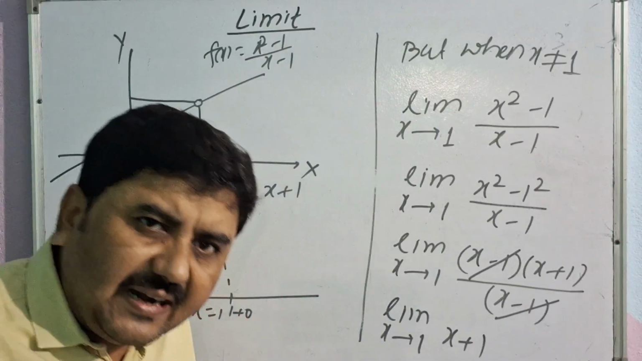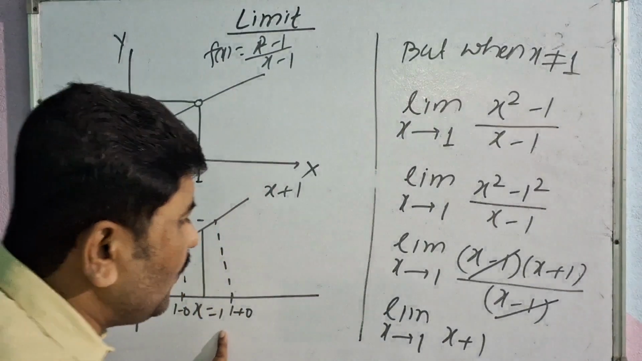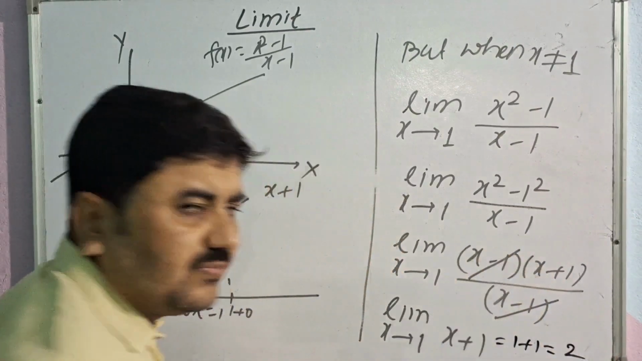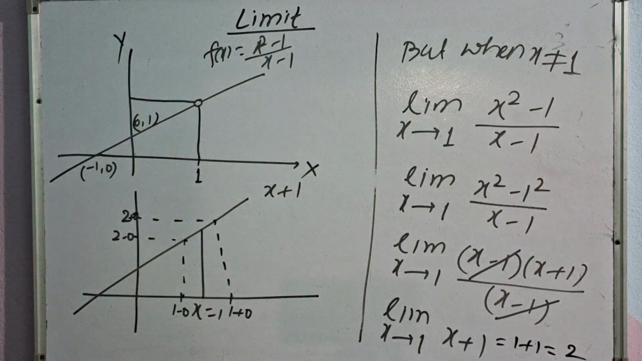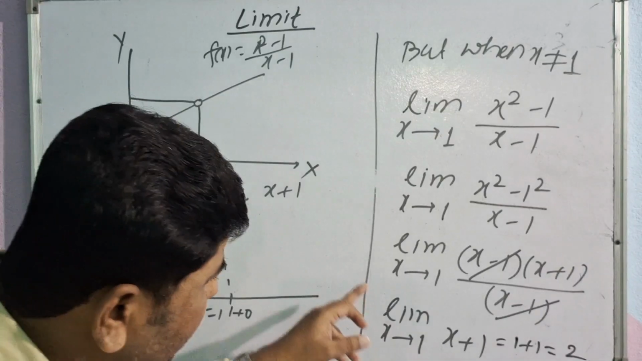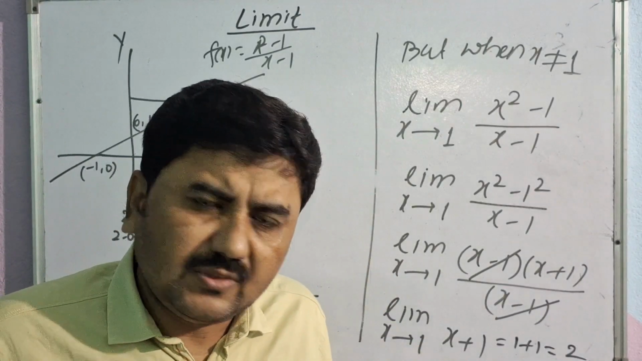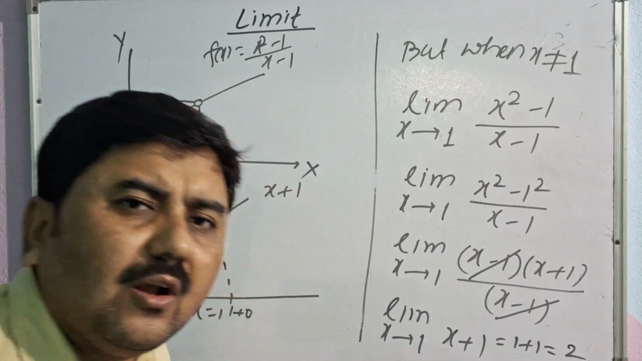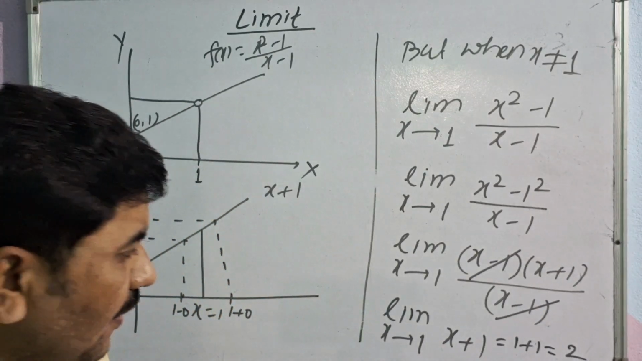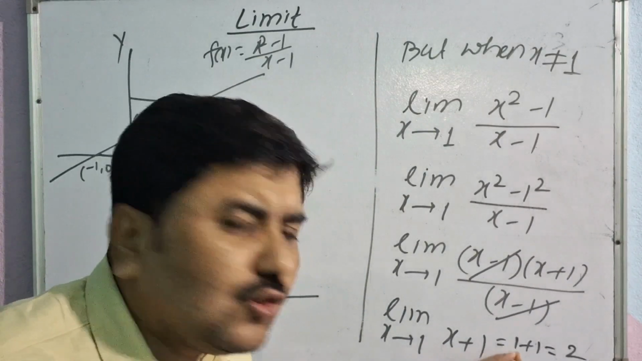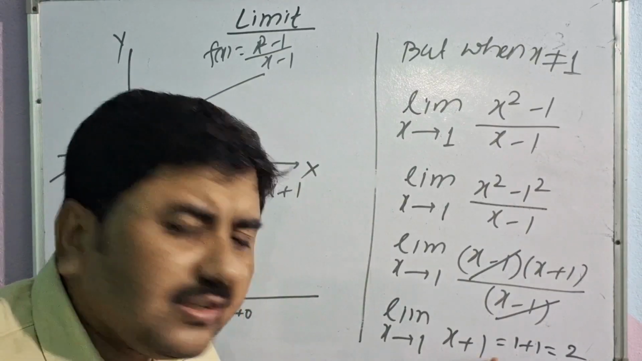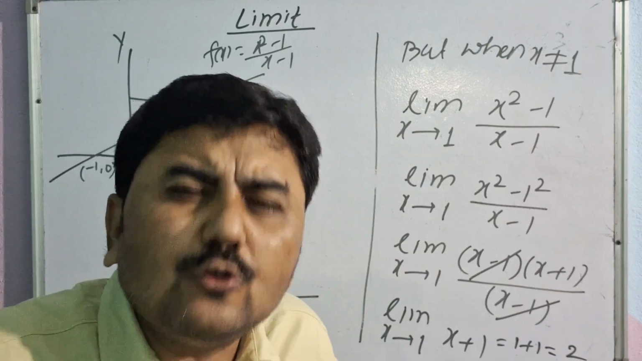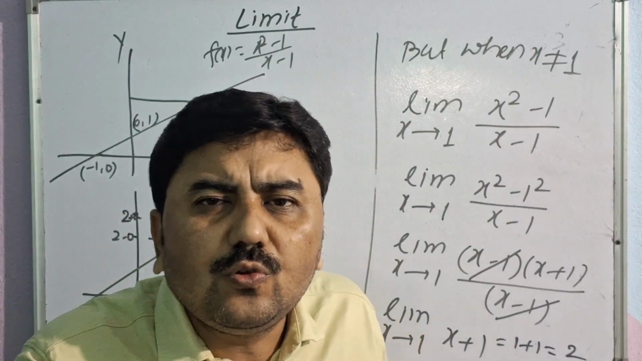And we can say that now limit x tends to 1 is equal to 1 plus 1 is equal to 2. And you told me x tends to 1, not equal to 1. But I have put the value x equal to 1. How? If I put the value x slightly greater than 1, 1.00001 plus 1 equal to 2.00001, approximately equal to 2.